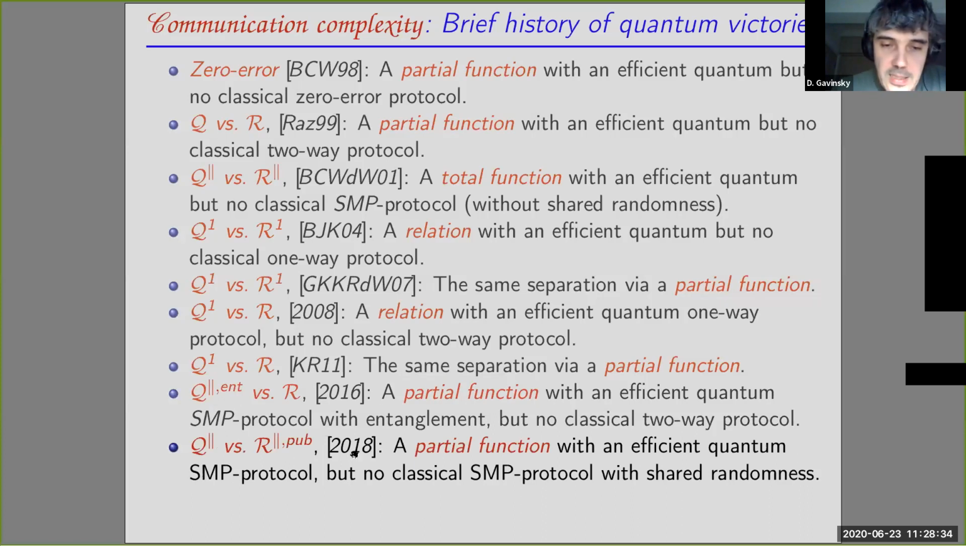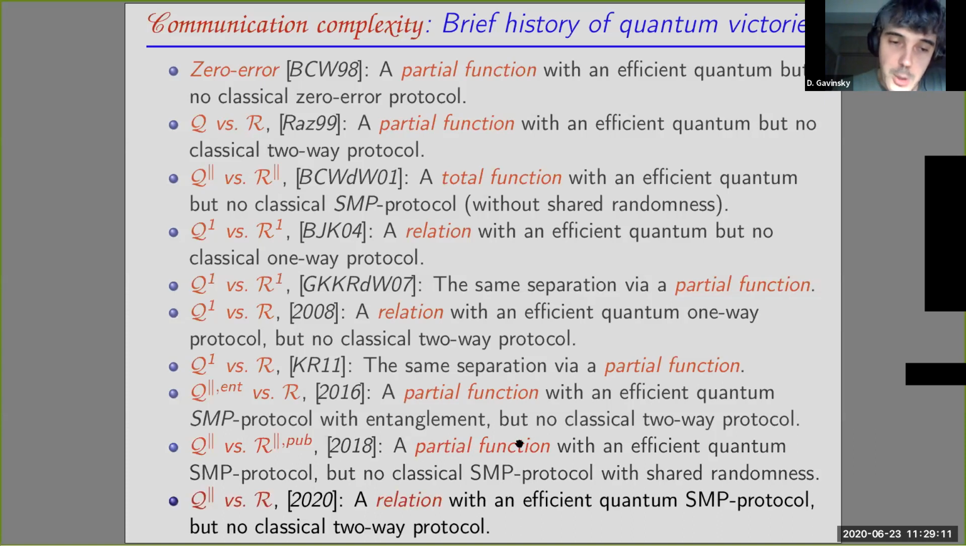In 2018, a partial function was given. This is a slightly different type of result, and it should be compared to the result I mentioned earlier from 2001, a total function with efficient quantum SMP but no efficient classical SMP. There, it was crucial that the classical model did not allow shared randomness, because equality has a simple protocol. Now, in this case, the classical SMP protocol, even with shared randomness, still does not exist. It's still exponentially more expensive than quantum SMP without shared randomness, and the object being used is a partial function.